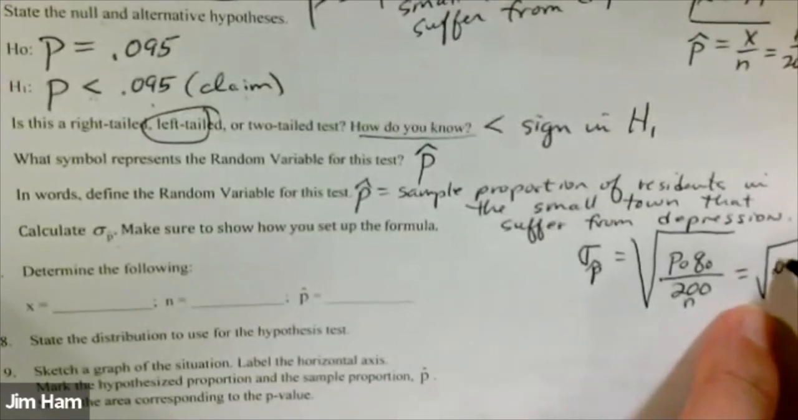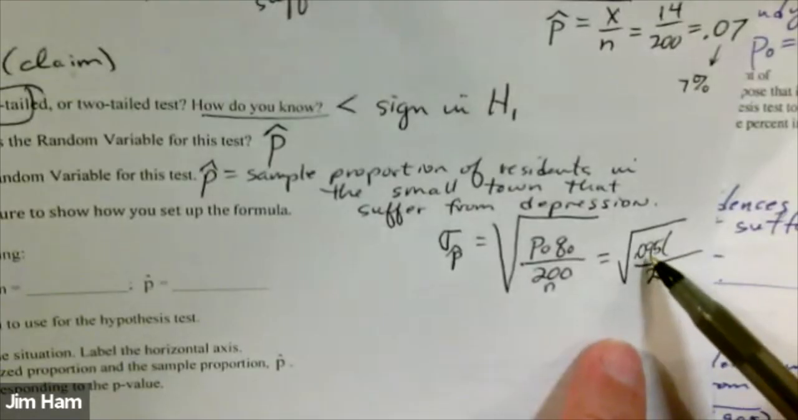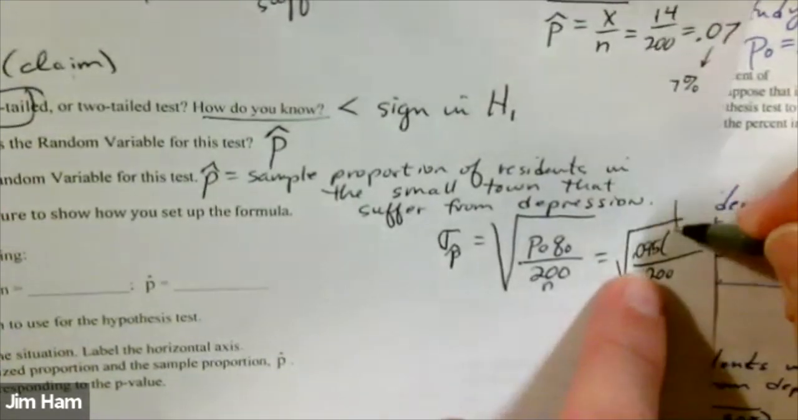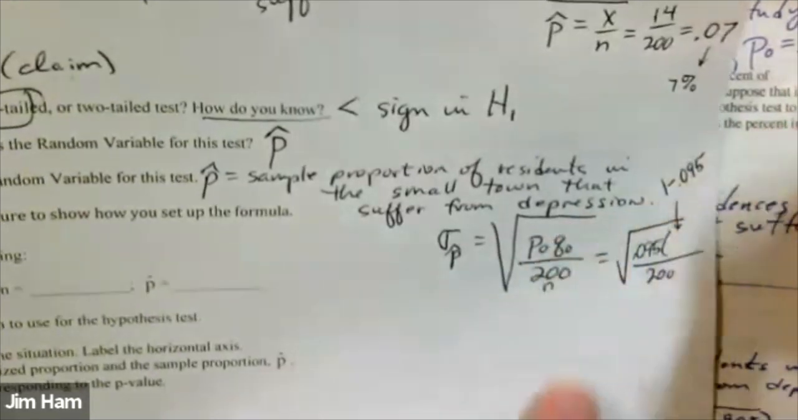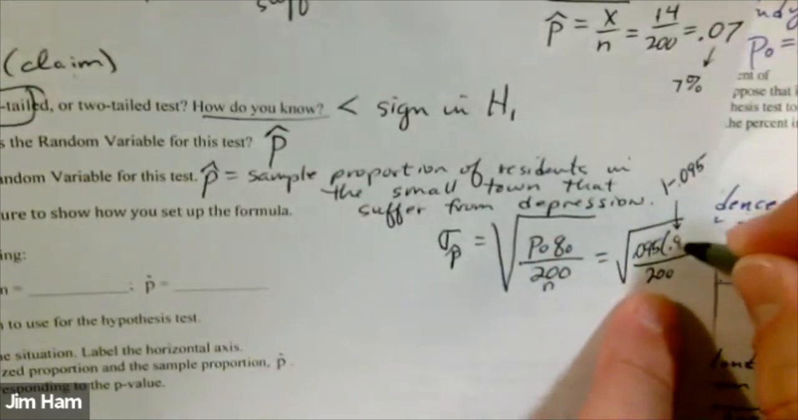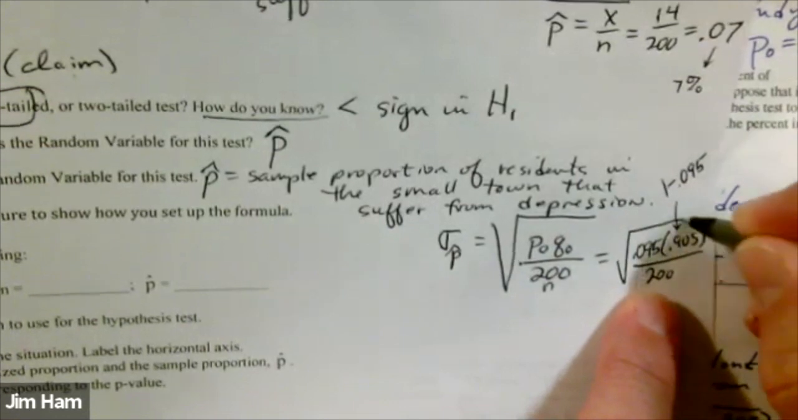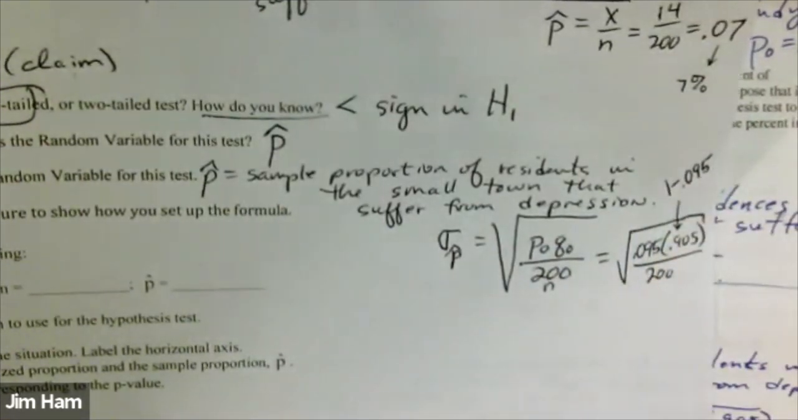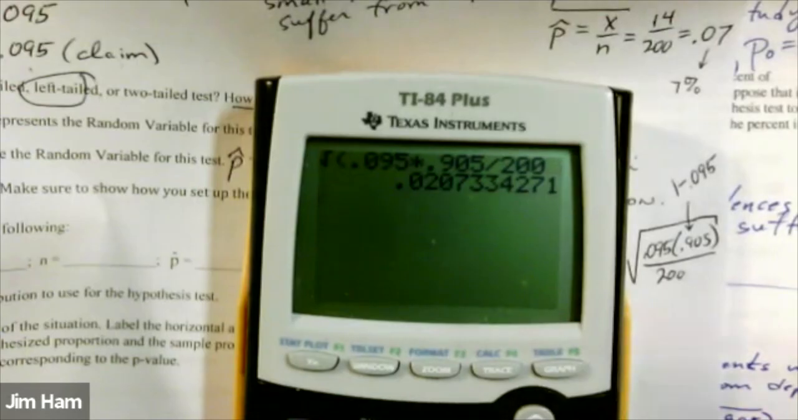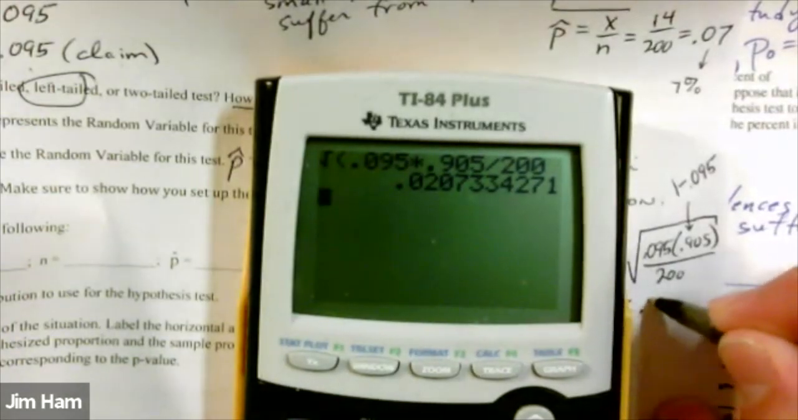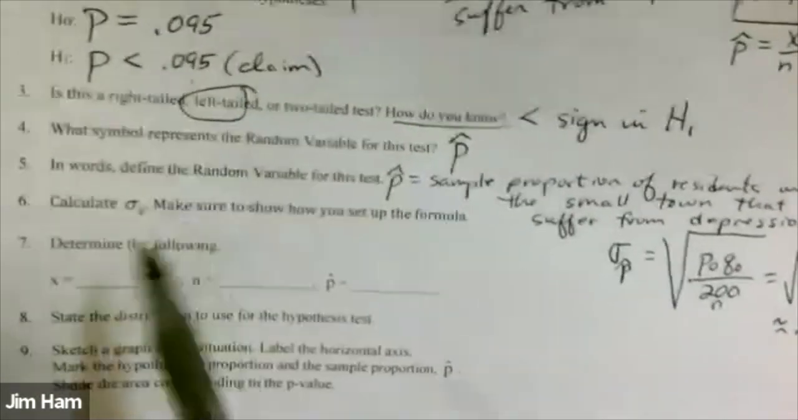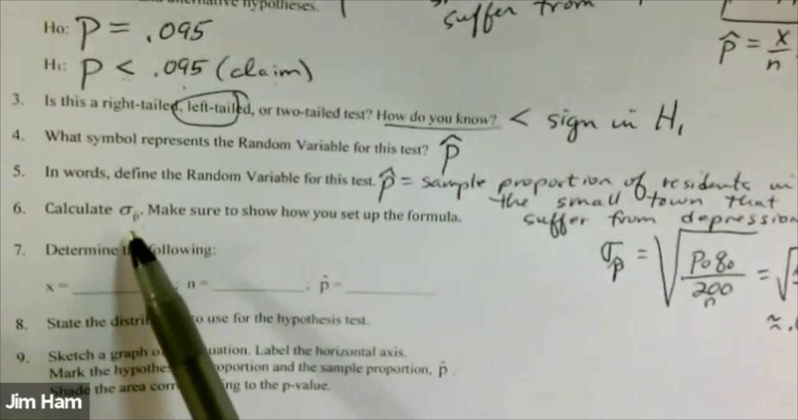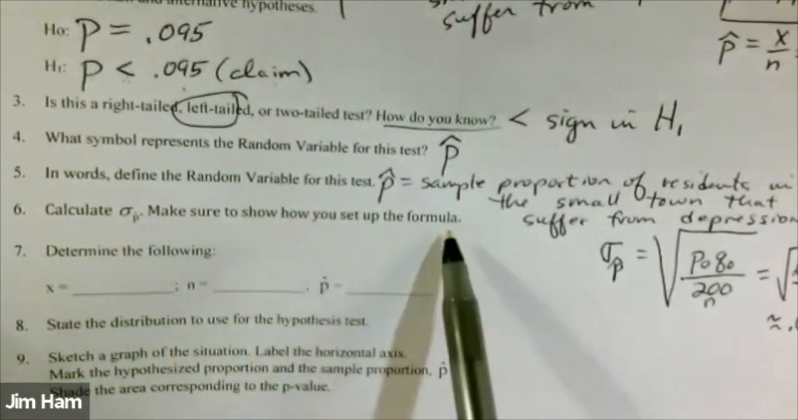So we're going to have 0.095 here, and then we have to take 1 minus 0.095 to get the q0, and that's 0.905. And that's the standard error term. This is going to help us to construct the sampling distribution, and that number is about 0.0207. All right, so that's number 6. Number 6 says calculate the standard error term. Make sure to show how you set it up.